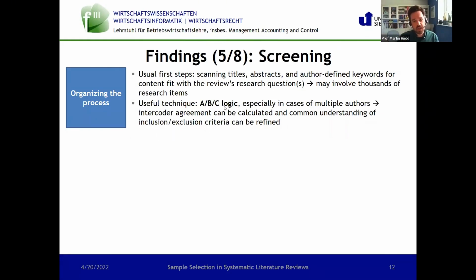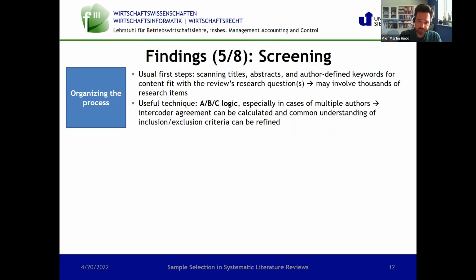The usual first step reported in my review sample was that you scan titles, abstracts, and author-defined keywords for content fit with the review question, not going into the full text yet. So really start only with abstracts, titles, and keywords. And a very useful technique, which was mentioned in some papers, was a kind of ABC logic.